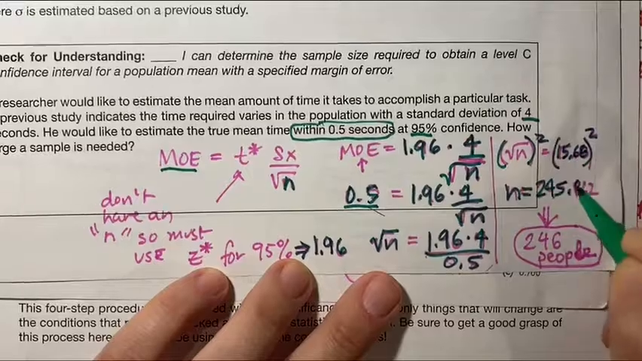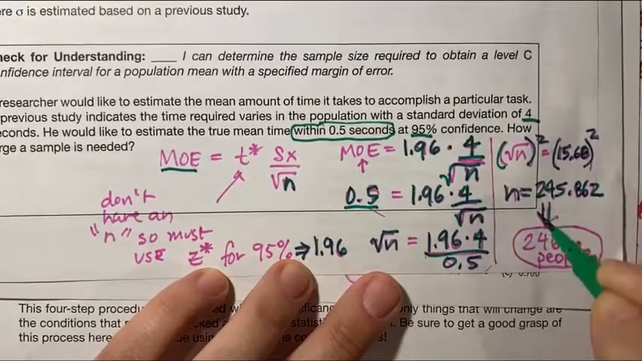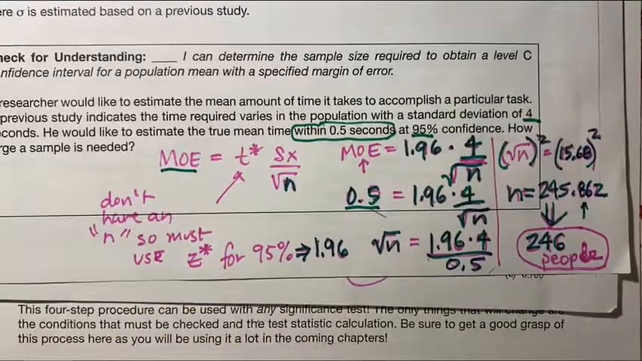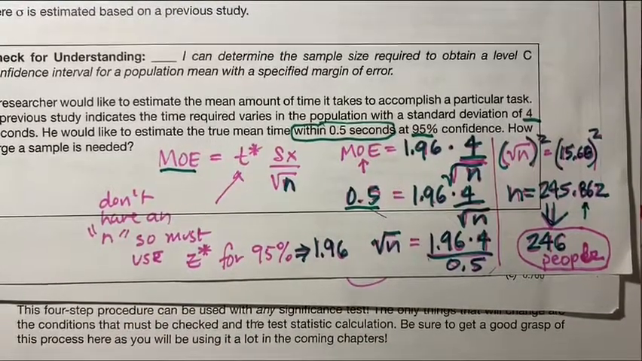So I got 245.862, which means we have to round up to 246 people because we don't have anyone that I've ever met that's only 0.8 of a person. Awesome. Okay.